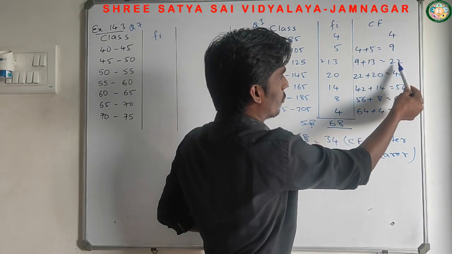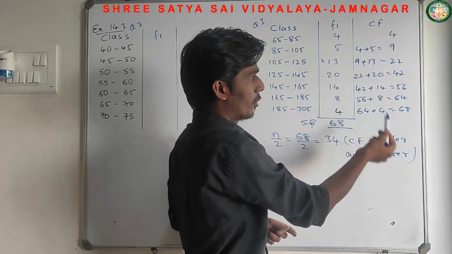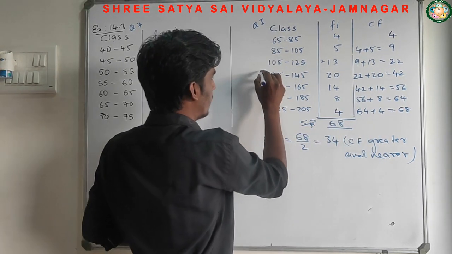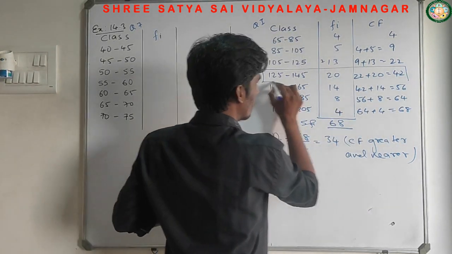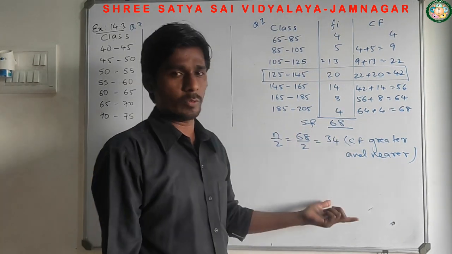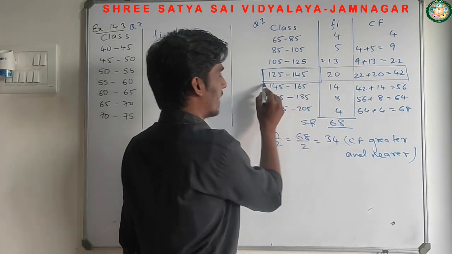Now which is the CF which is greater than 34 or nearer to 34? So it's 4, 9, 22, 42. So this 42 is greater than 34. I can't take this 22 because it's a smaller one. So I have to take the greater one. From this I'll get what? Median class. So always you have to mark like this so that you will understand which value you have to take out. Now I got the median class. This is what? Median class.